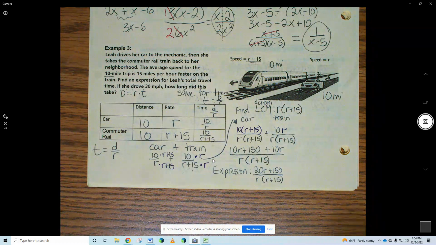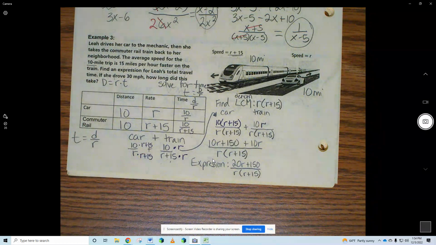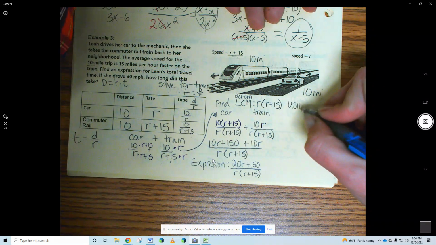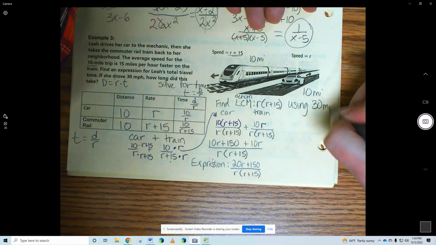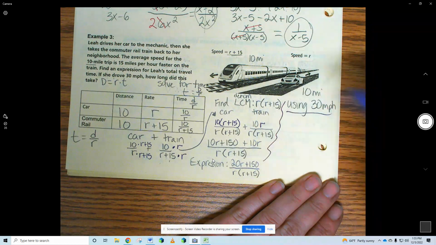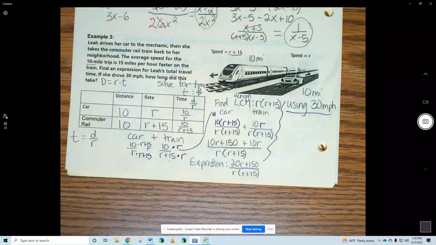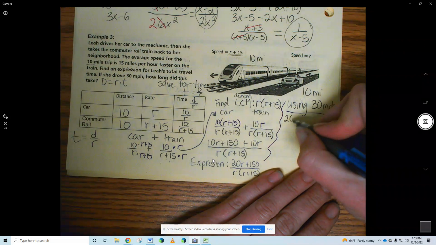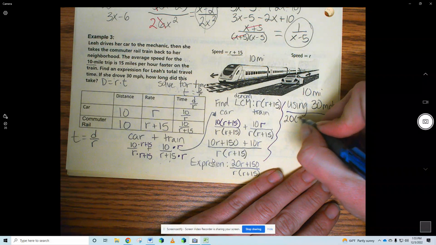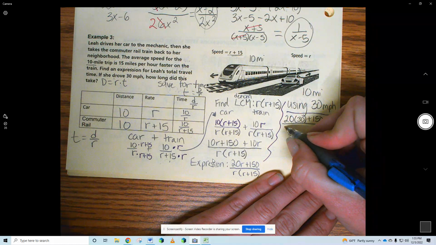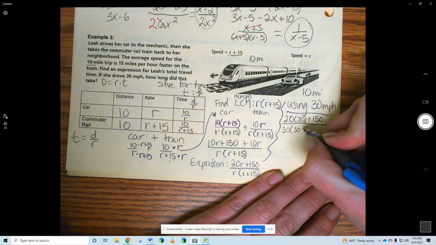Then, if she drove 30 miles an hour, using 30 mph, now I'm actually going to plug in 30 instead of R because that's my rate. 20 times 30 plus 150 divided by 30 times 30 plus 15.